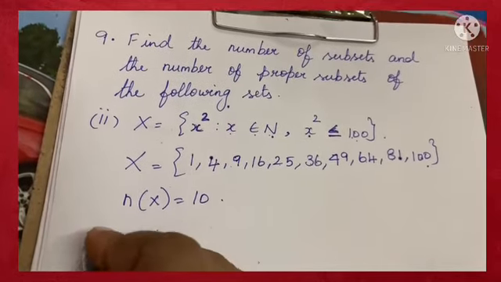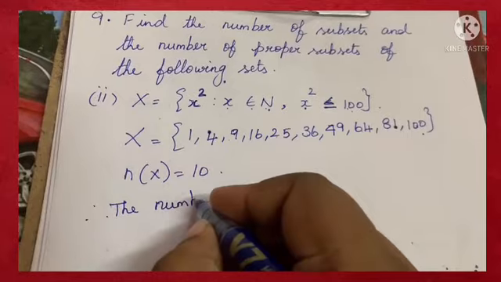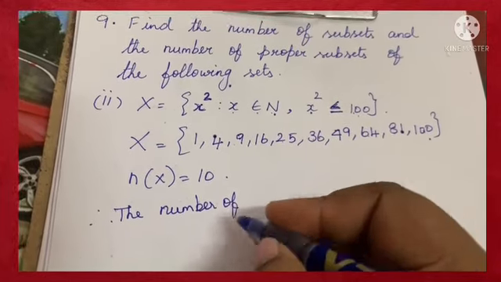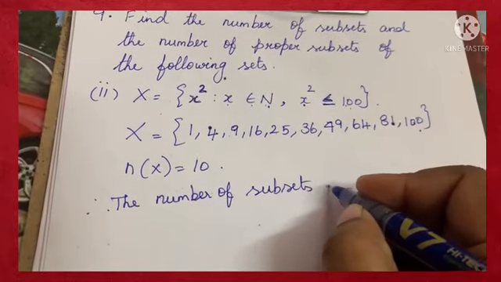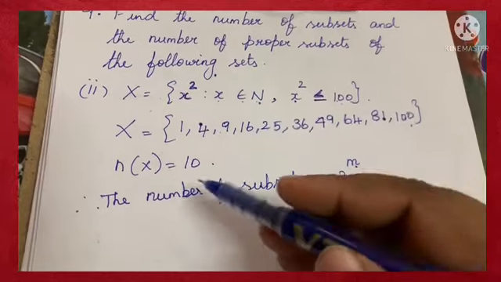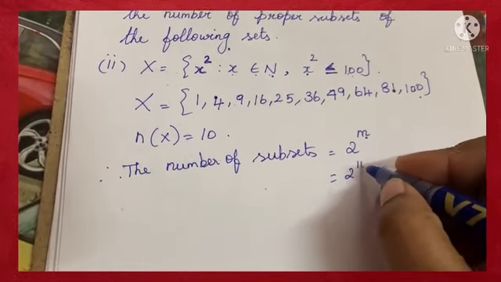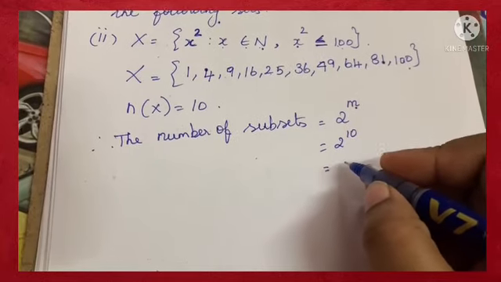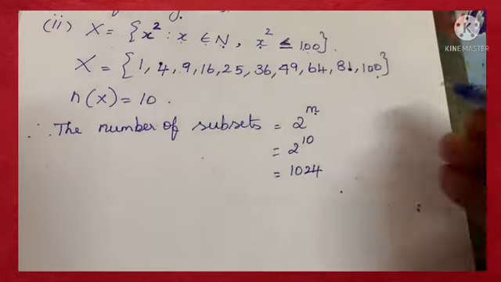So they want you to find the subsets. In the previous sum I told you a formula, correct? The number of subsets. What is the formula? It is 2 power m. What is this m? It is nothing but the number of elements in the set. So it is 2 power 10. What is 2 power 10? 1024. How did I get 1024?